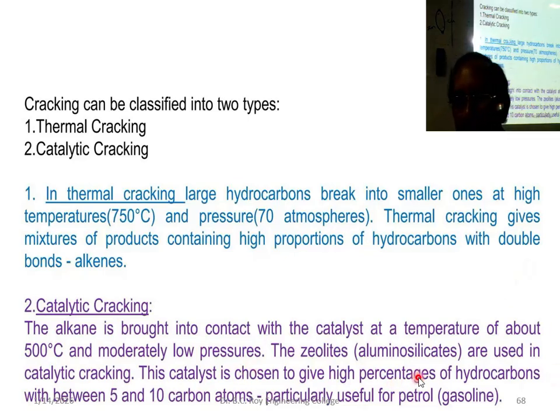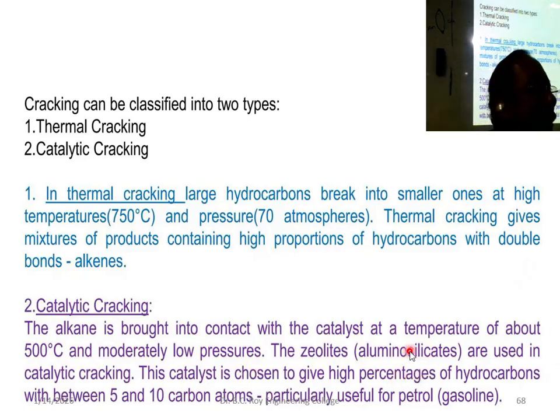Zeolite, aluminum silicate, that is the bed, the catalytic cracking bed. What is the purpose of aluminum silicate? Aluminium is found to be a very good catalyst for this type of material. Aluminum particles are solid, it is not boiling here. Aluminium is the catalyst here. Aluminum silicate is a bed, and on that cracking is going on.